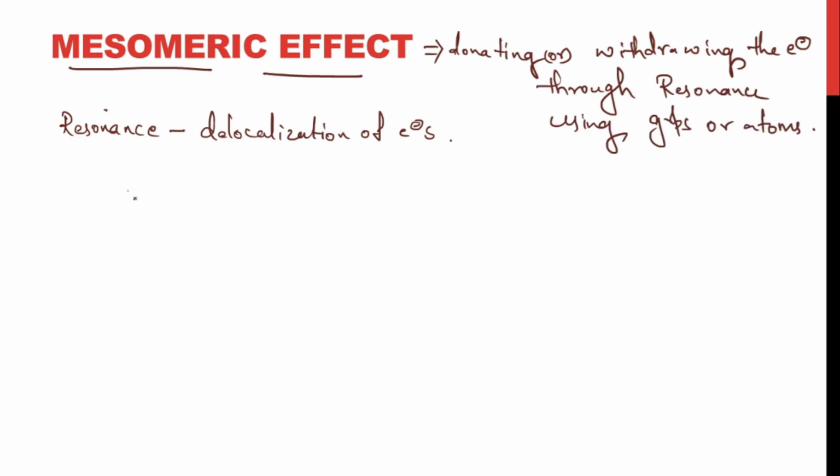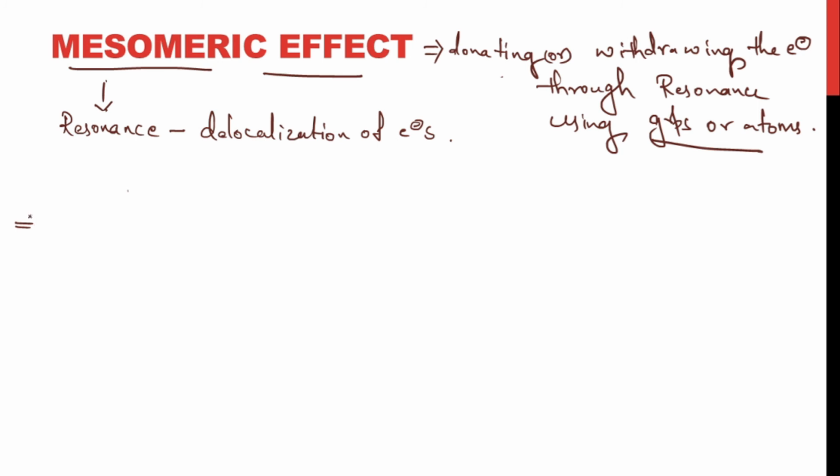Basically, the mesomeric effect is an effect of a group or an atom which is not a carbon atom. So all the groups or atoms which are not carbon atoms, when they are donating or withdrawing electrons through resonance, are showing this mesomeric effect. For a molecule to show the mesomeric effect, it should have resonance, and it should also have a group or an atom which is donating or withdrawing electrons from the resonance, right?